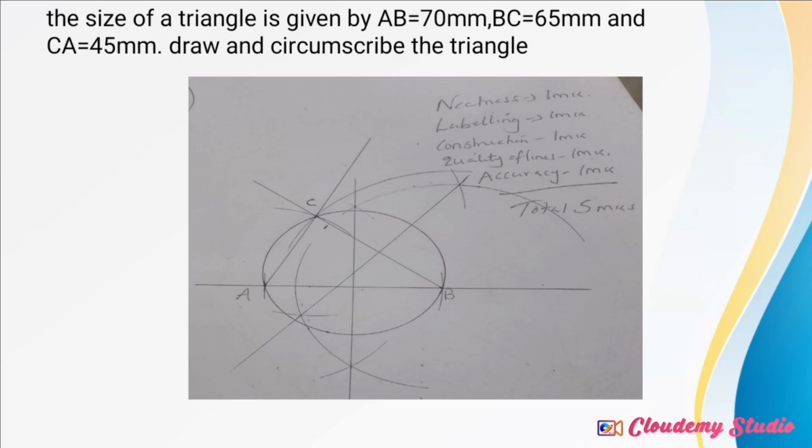So in our case, circumscribe means you have to draw the circle outside the triangle, and you have to make sure that the circle touches the vertices of the triangle, not the lines but the corners. If it's points A, B, and C, the circle has to pass through points A, B, and C.